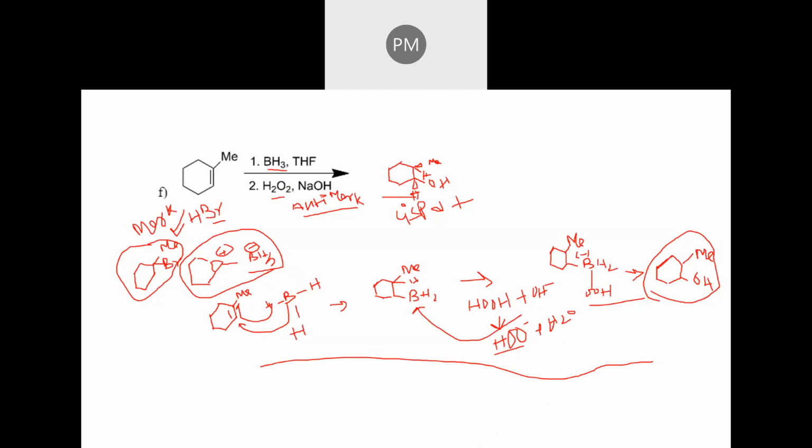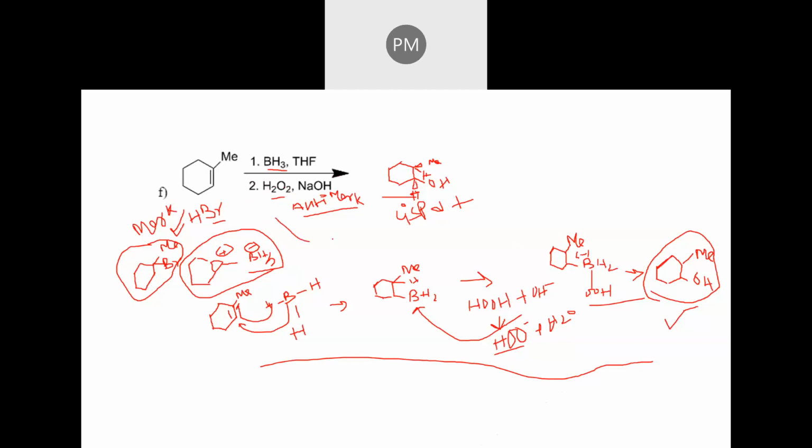So anti-Markovnikov addition and Markovnikov addition are different because Markovnikov addition first produces the carbocation, then Br minus attacks, and here the reaction mechanism is totally different. Here the boron directly attaches here, and OH will be attached at the less substituted position. So we have to remember, anti-Markovnikov addition happens when BH3 and H2O2 are given, or when HBr and H2O2 are given.